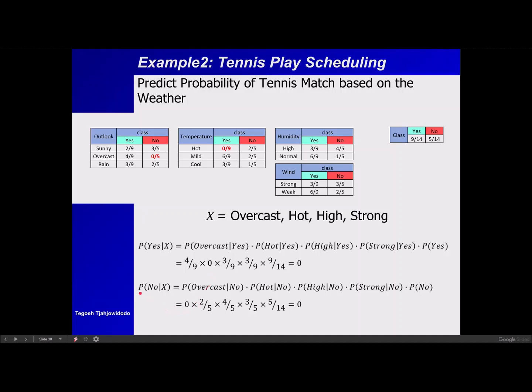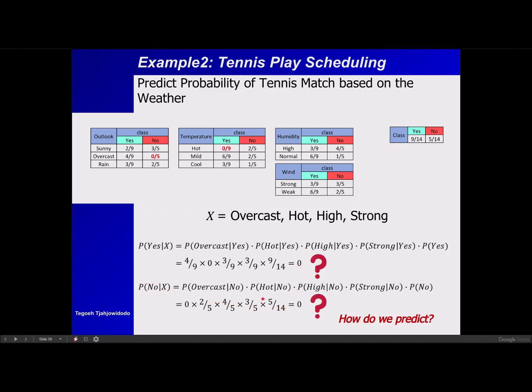Now I do the next one for the probability of no given X. So I do exactly the same thing. The first variable here, probability of overcast given no, is 0. So I put 0 here, and then I calculate the rest: probability of hot given no, high given no, strong given no, and probability of no. Because the first variable is 0, the probability of no given X is also 0. Both of them are 0.